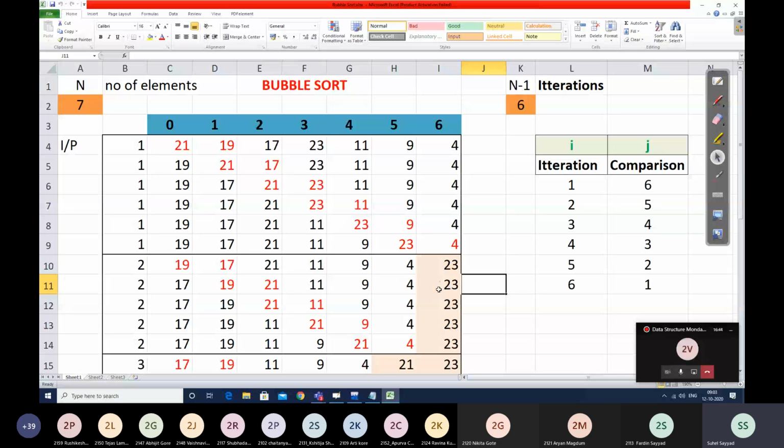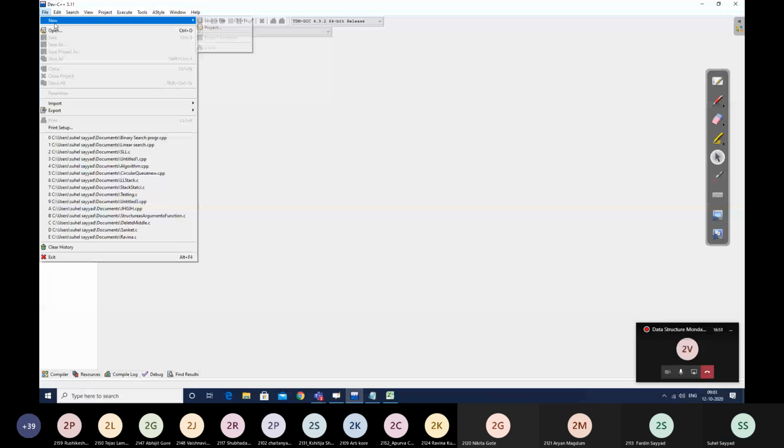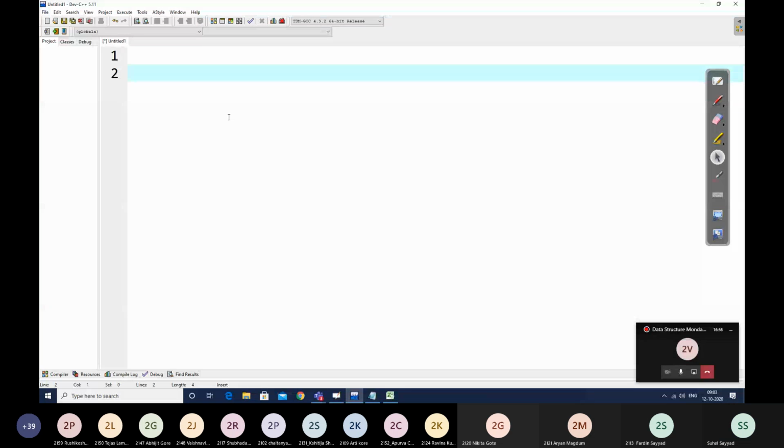I have opened the Dev-C++ window. Just confirm if you are able to see the Dev-C++ window. Yes, sir. Okay.